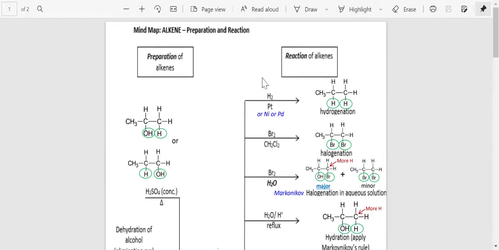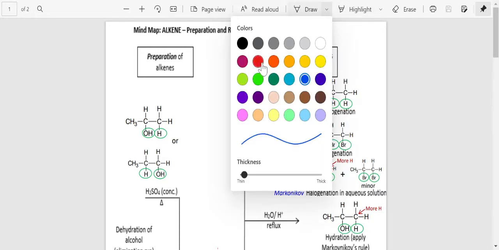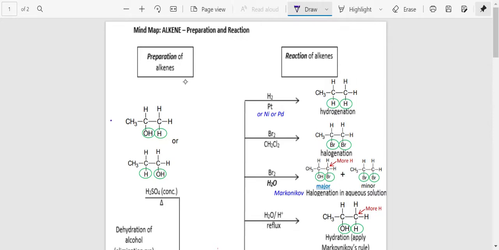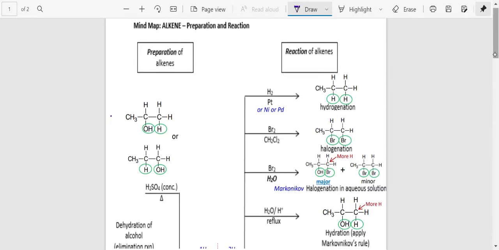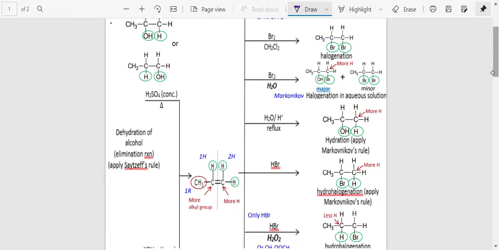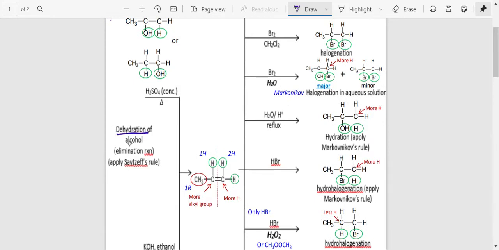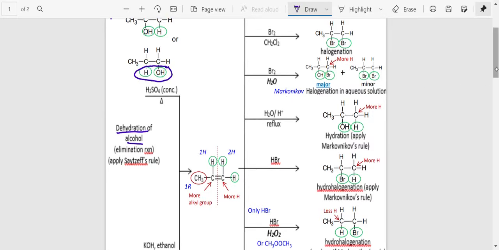Let's look at the mind map of alkene preparation and reaction. Okay. So we look at the preparation of alkenes first. How to prepare alkene? One way is dehydration of alcohol, which means you eliminate one molecule of H2O.